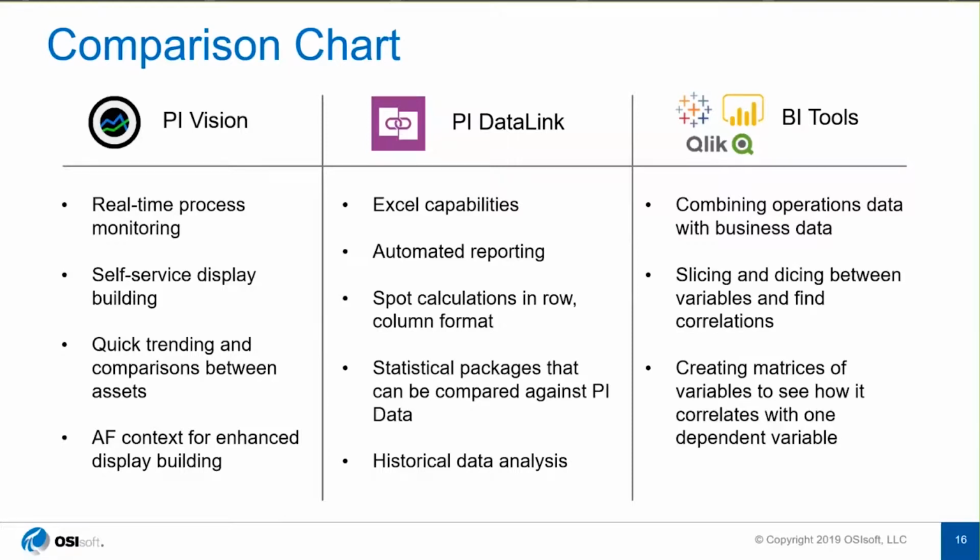Moving to PI DataLink in the middle, this is OSIsoft's product that plugs into Excel. So we understand as engineers, engineers love the abilities of Microsoft Excel. And with this plugin, you can bring in PI System data to an Excel format, so row column format, where you can create automated reports, spot calculations, analyze historical data. And again, we'll get into PI DataLink in a little bit in a few slides here.